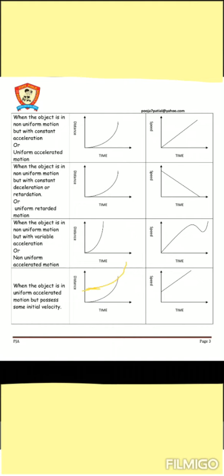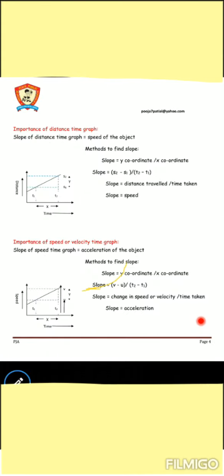And for speed time graph also, like initially at time t equals 0, there is some speed, and this is called initial speed, and after time t it is having certain final speed. Okay, so these are the types of graphs. Go through these graphs once again. After that, next is what is the importance of these graphs.